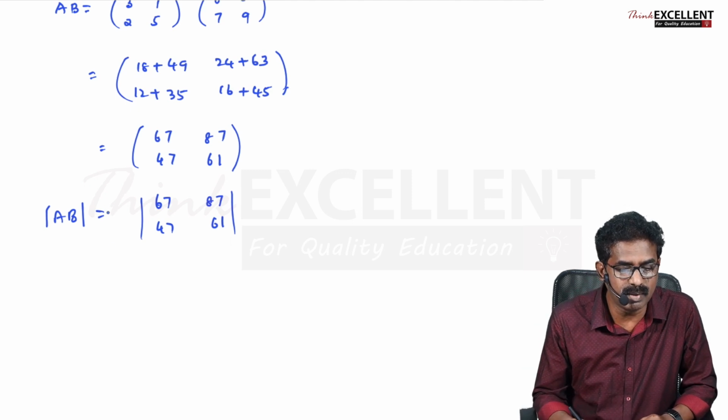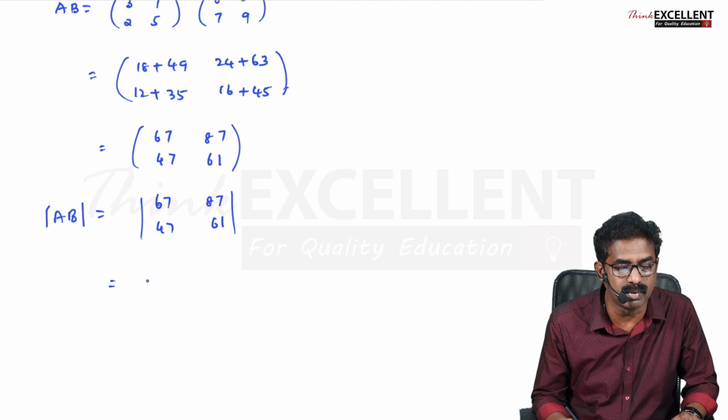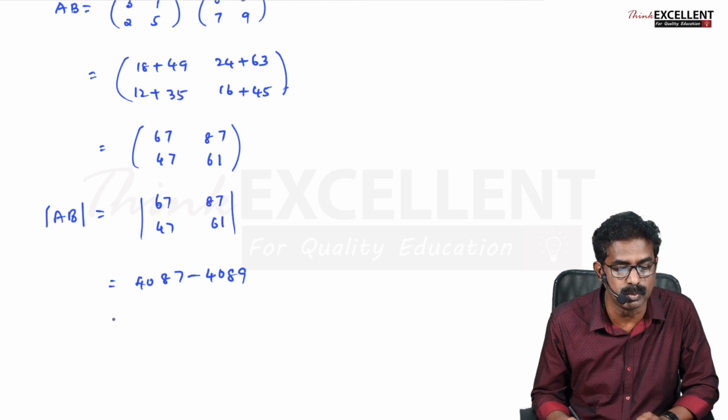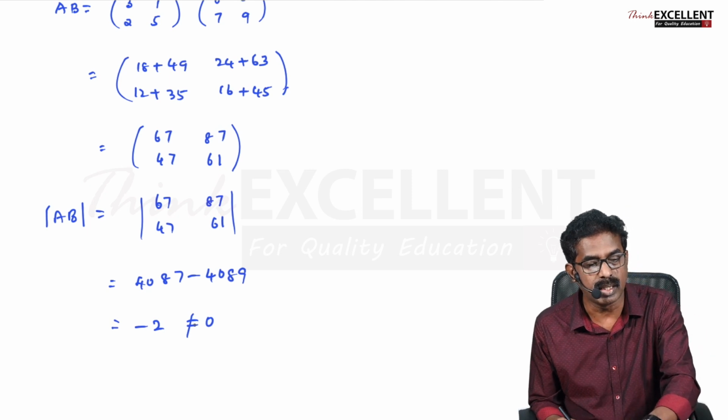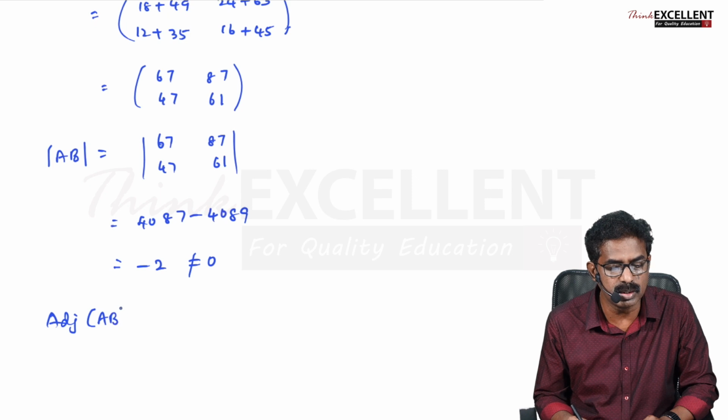So 67 into 61, right? Now I'm giving the value 4087. 4087 minus 4089 you will get, okay? So you are getting minus 2, which is not equal to 0, right? Now adjoint AB. It is a 2 by 2.